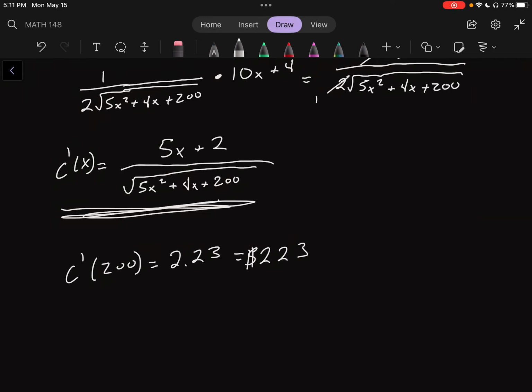So the marginal cost of producing 200 telephones, or smartphones, is equal to $223.